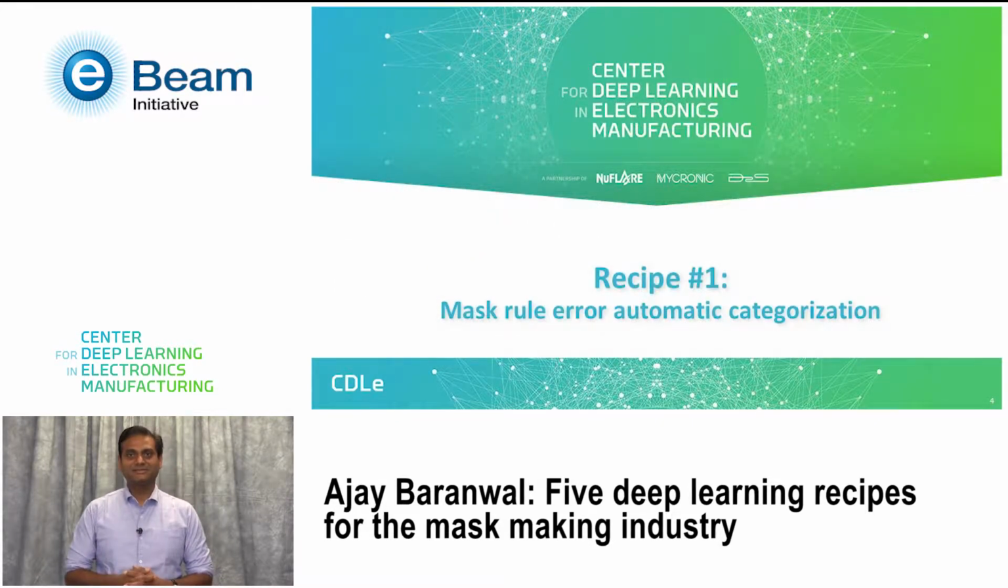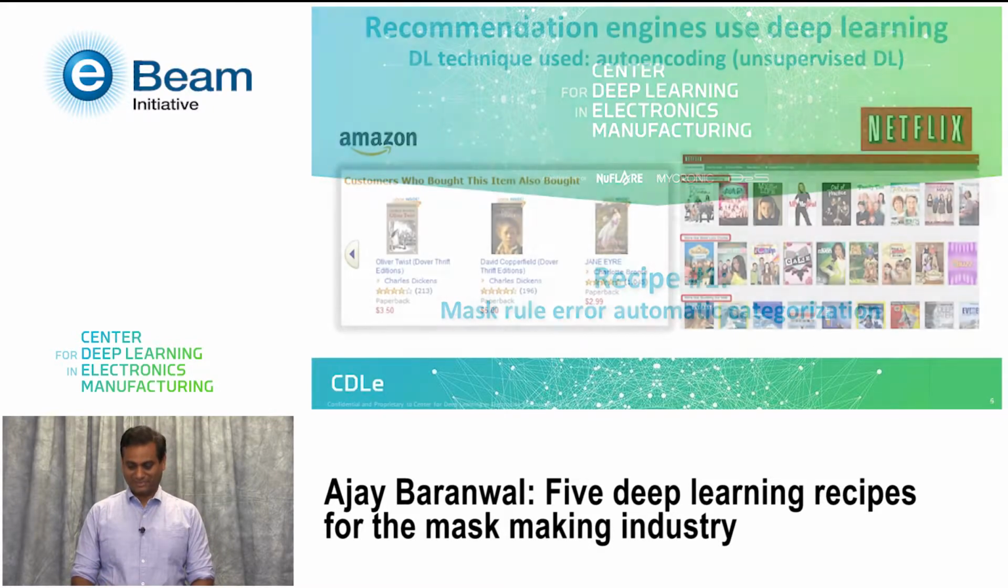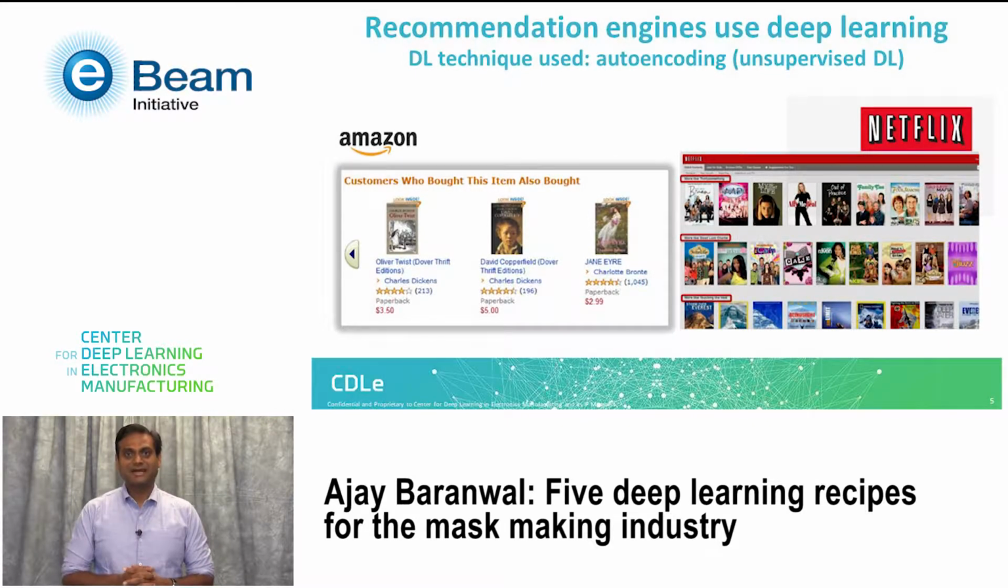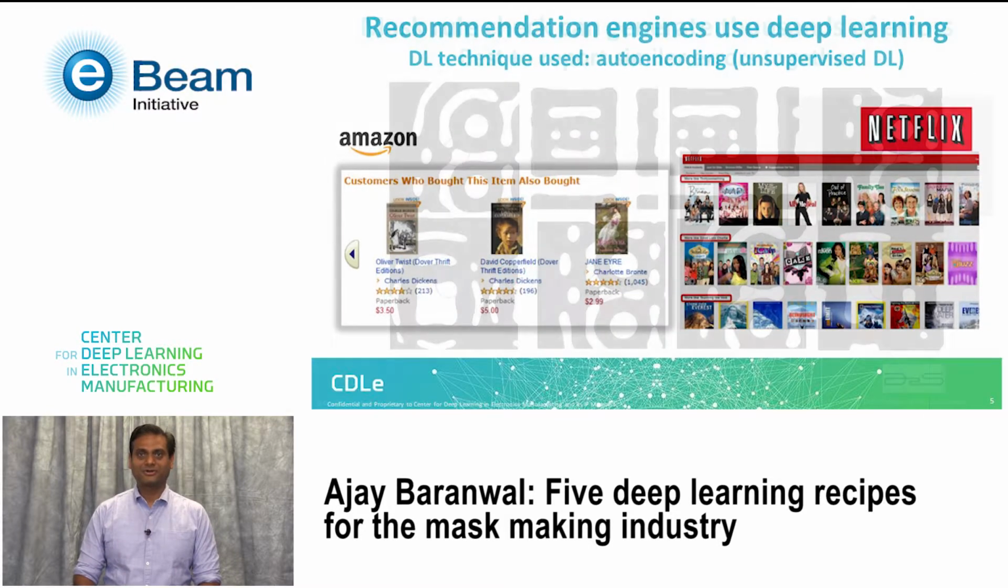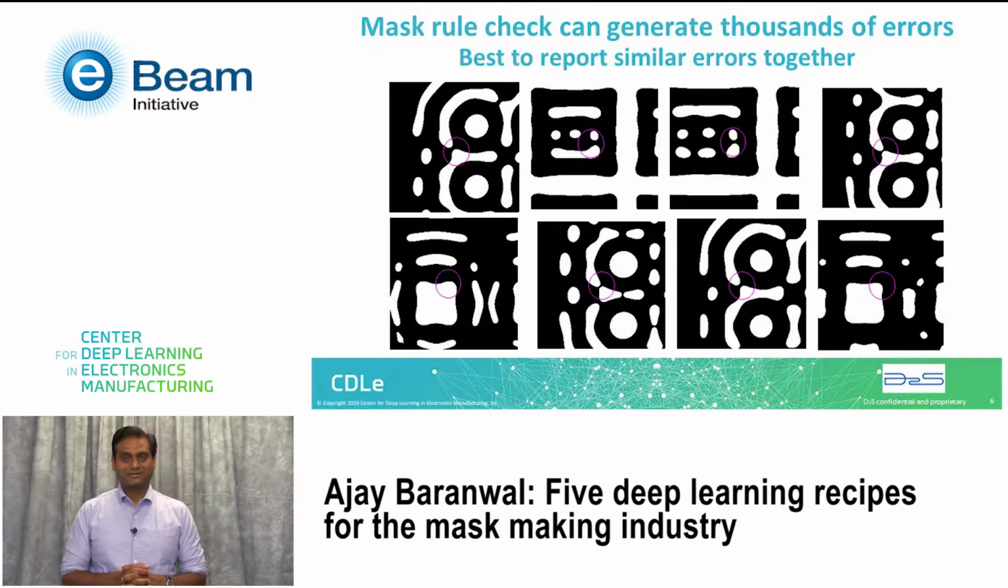The first recipe is categorization of design mask error checks. The real world example is the recommendation system from Amazon and Netflix. Amazon and Netflix use a recommendation engine to improve their user acquisition and also their user experience. That happens using similarity of products and similarity of movies. And that idea we took for mask rule check error categorization.